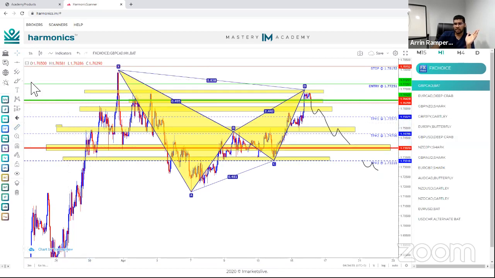Now, if price comes down here but doesn't break this level and stays below, and it starts coming back up, it will stop you out at this position with 240 pips in profit. That's how you ideally trail your stop loss.